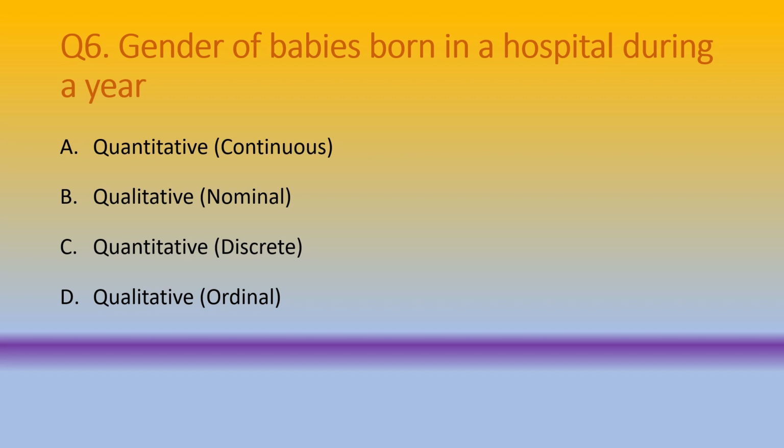Question 6. Gender of babies born in a hospital during a year. Option A, quantitative continuous. Option B is qualitative nominal. Option C is quantitative discrete. Option D is qualitative ordinal. The answer of this question is qualitative nominal.